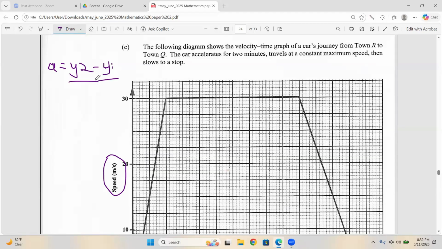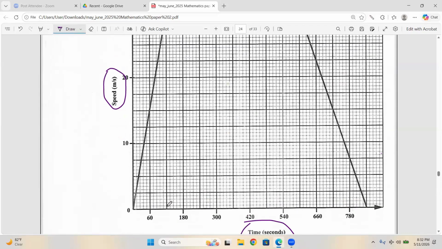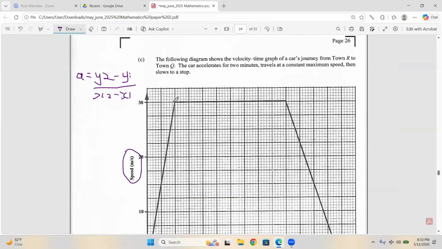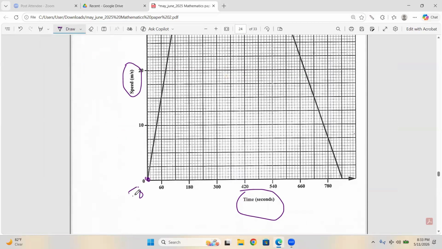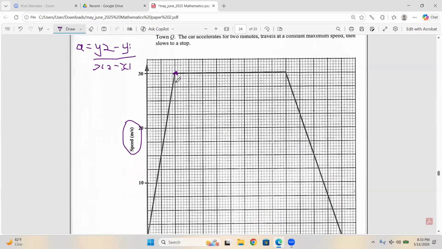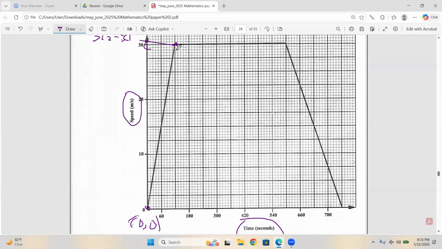minus Y1 divided by X2 take away X1, okay. We need 2 points. So we can identify 2 points. I take the beginning point, the start point, and the end. These should be easy ones. The start point is 0, 0. That's where the car started its journey. And then by the top there, the Y value is 30.